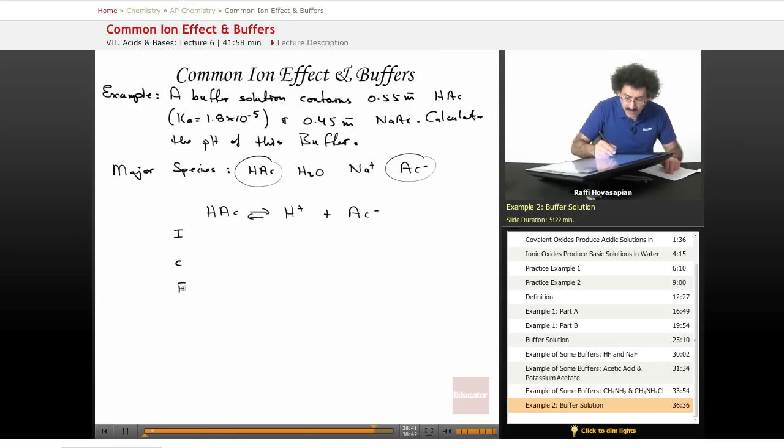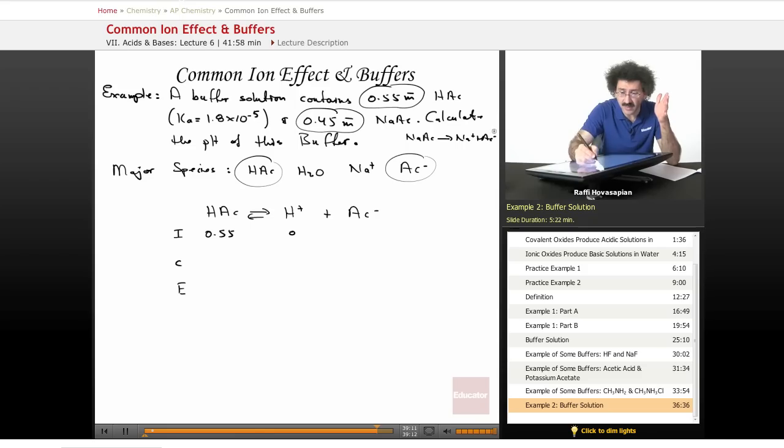Now we'll do an initial, a change, and an equilibrium. Our initial HAC concentration is 0.55 molar. The initial hydrogen ion concentration is 0. Our initial acetate concentration is 0.45 molar. Sodium acetate is fully soluble. It dissolves completely, right? Just to show you, NaAC dissolves completely to Na plus and AC minus. That's what this is right here. Therefore, 0.45 moles per liter produces 0.45 moles per liter of acetate.